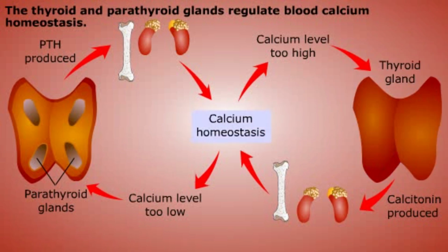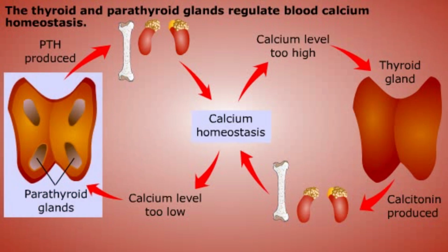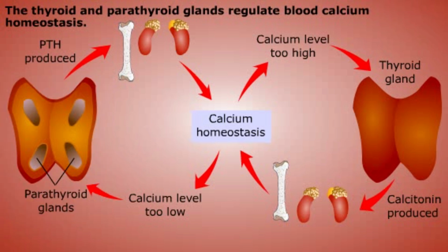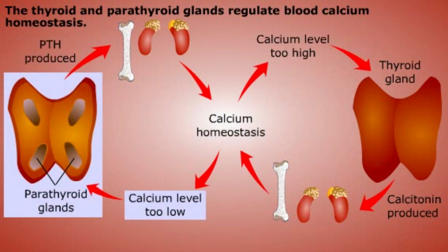Calcium homeostasis is also regulated by the 4 parathyroid glands embedded in the surface of the thyroid gland. The regulation of blood calcium levels is a good example of how two antagonistic hormones work together to maintain homeostasis. When the blood calcium level is too low, the parathyroid glands secrete parathyroid hormone, or PTH.